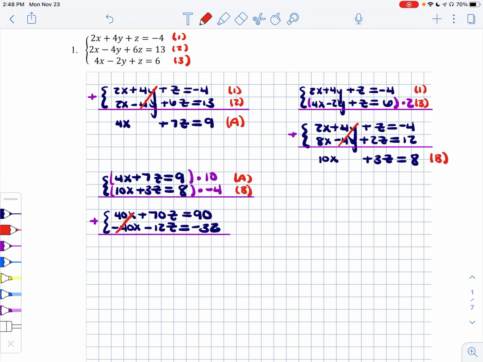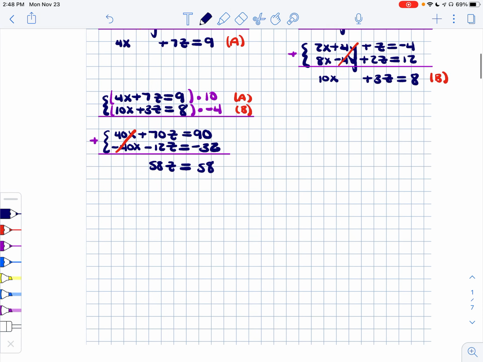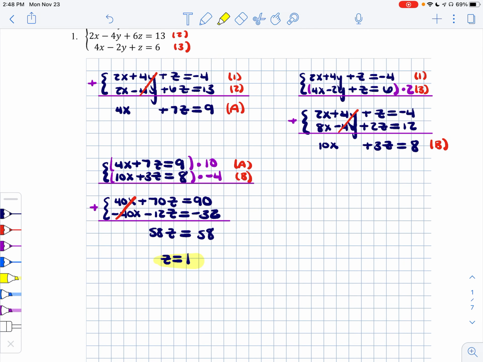The x's cancel as we wanted. And then we're going to have 58z is equal to 58. If we divide by 58 on both sides, we end up with z is equal to 1. All right, so that's our first variable.